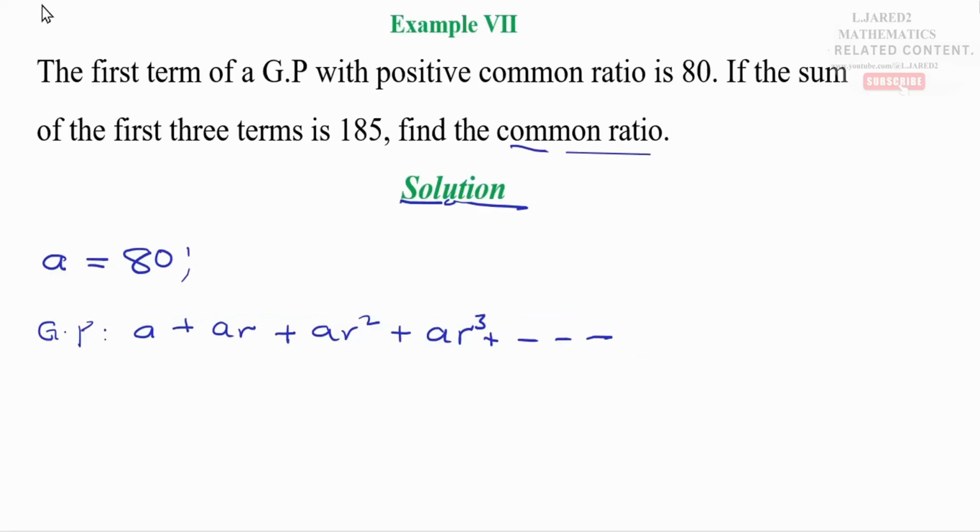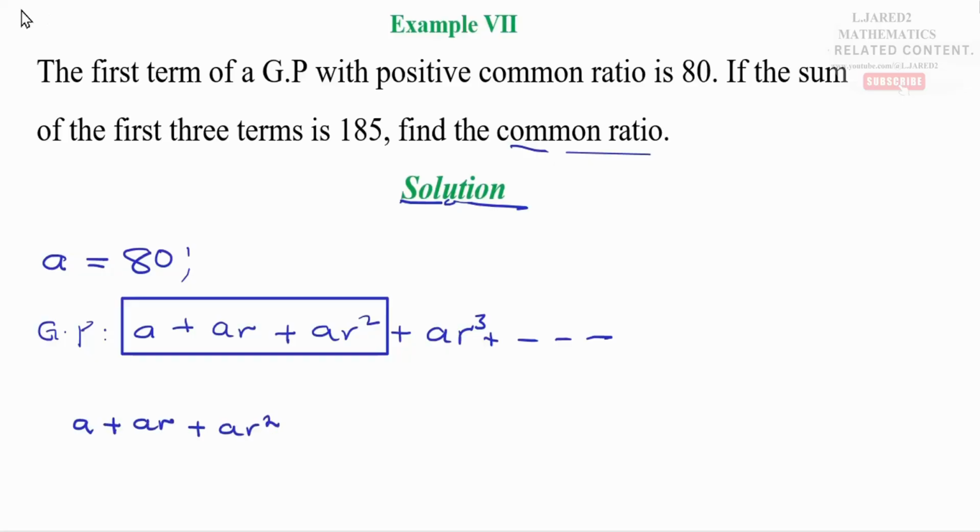But in here they are talking of the sum of the first three terms. So the first three terms are these ones only, and they are saying that they are equal to 185. So we need to formulate that equation. It means that A as the first term plus our second term plus our third term of the GP should be equal to 185 as it is in the question. So in here, remember, we have the value of A, which is our first term, and we are required to determine the value of the common ratio, which is R, and we don't know it.